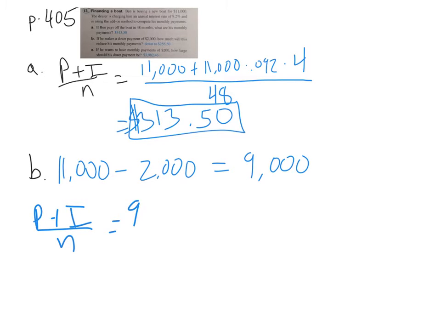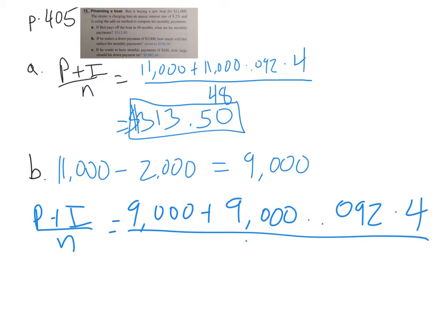P will be 9,000 plus I, which is 9,000 times R. None of this here is changing, and still over 48. So same idea, round the numbers this time, and as you might expect, I think this rounds here, I'm not sure. 256.50 is what I got.